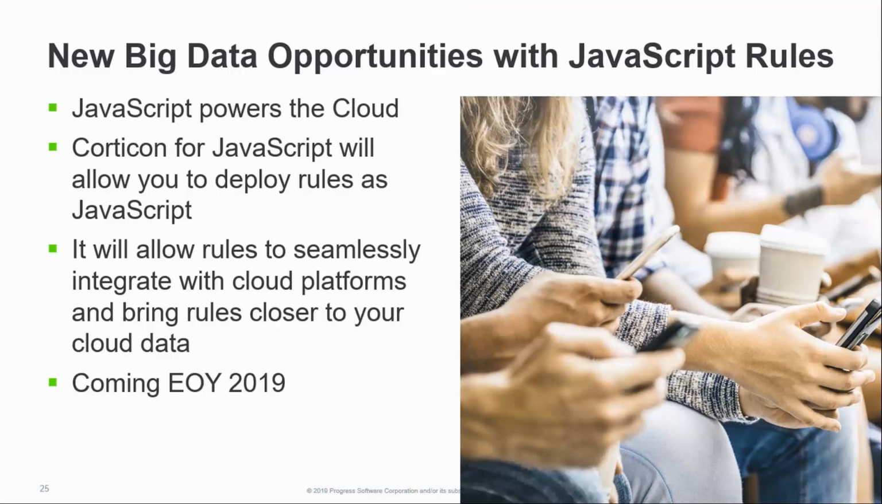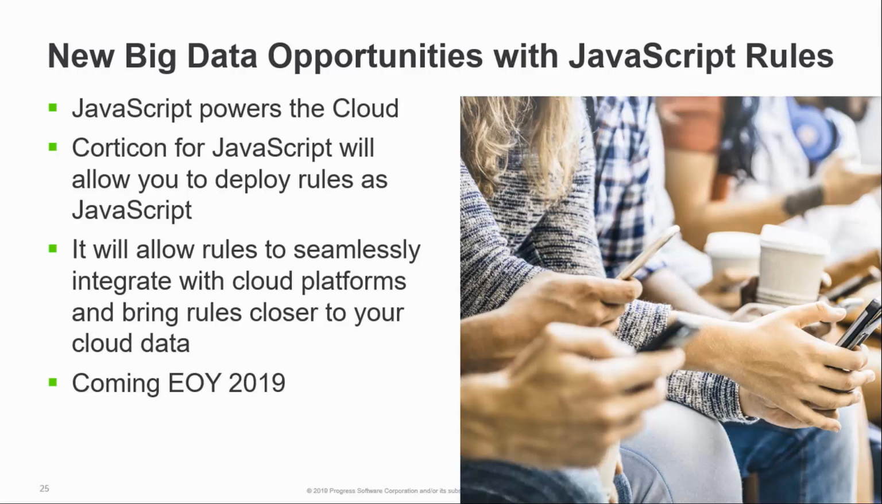We had a session yesterday about the JavaScript rules, and we've talked a little bit about it elsewhere in this conference. The JavaScript rules is a new capability that'll be coming at the end of this year. There are lots of reasons that we're going there. JavaScript is what powers the cloud. Our approach for where we want Corticon to run has always been where people are doing their computing, where they have the needs for the real processing. And JavaScript is everywhere. It's on the back end, it's on the front end, and we want to make sure that we can run the rules there.